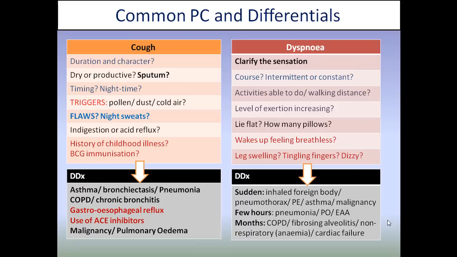We want to inquire more about any associated features. For example, an associated wheeze points us to small airways disease. An associated cough points to asthma or infection. An associated systemic illness, for example a headache or fever, points to an infective cause. It's also really important to be aware of the fact that breathlessness can be a presenting feature of an exacerbation of asthma or COPD or cardiac failure.